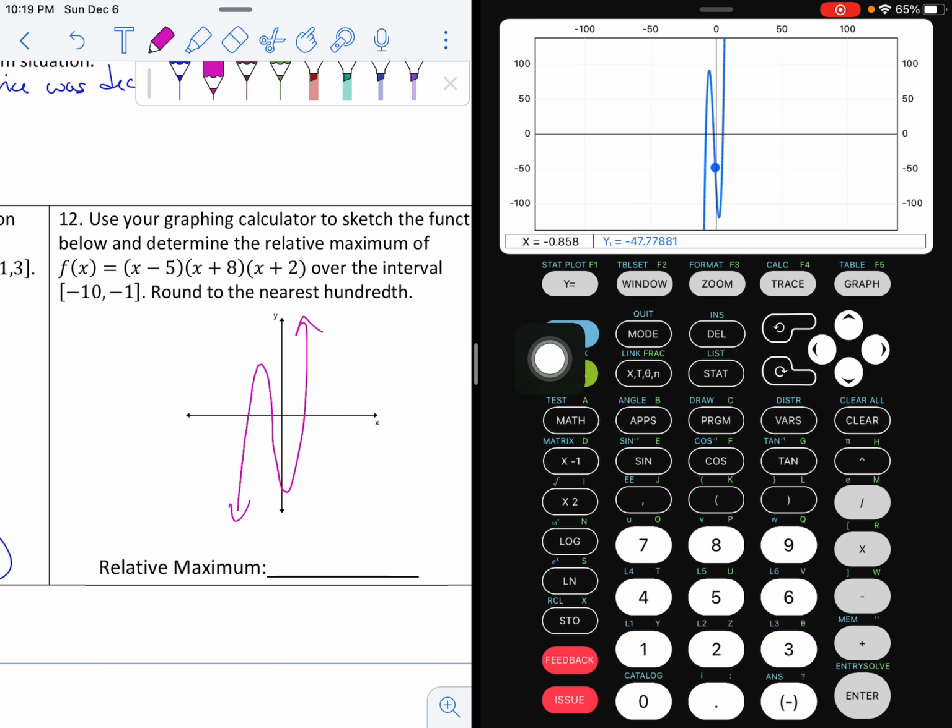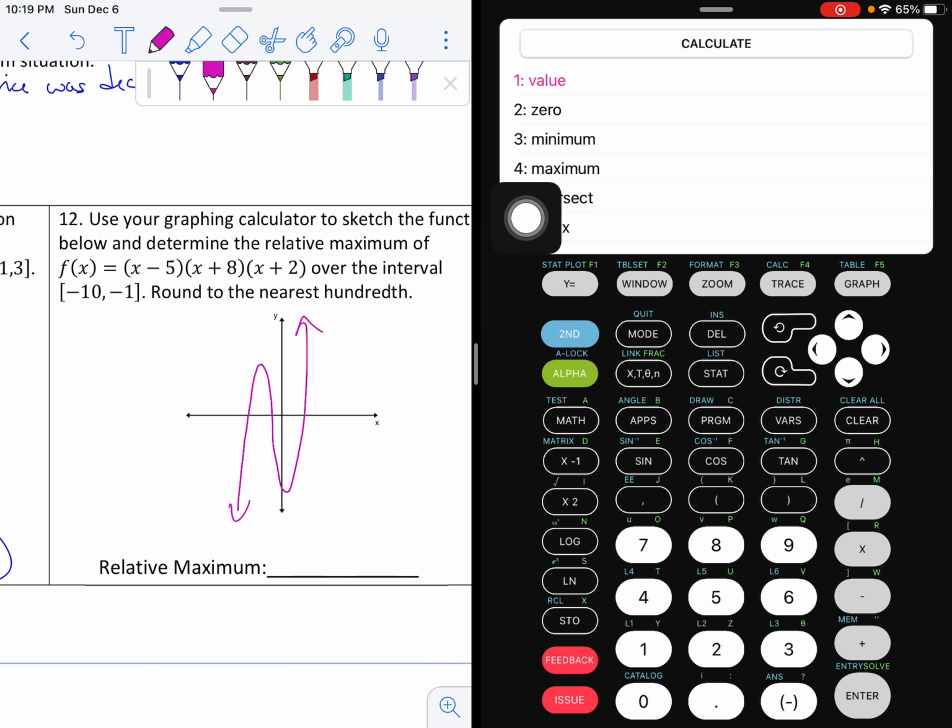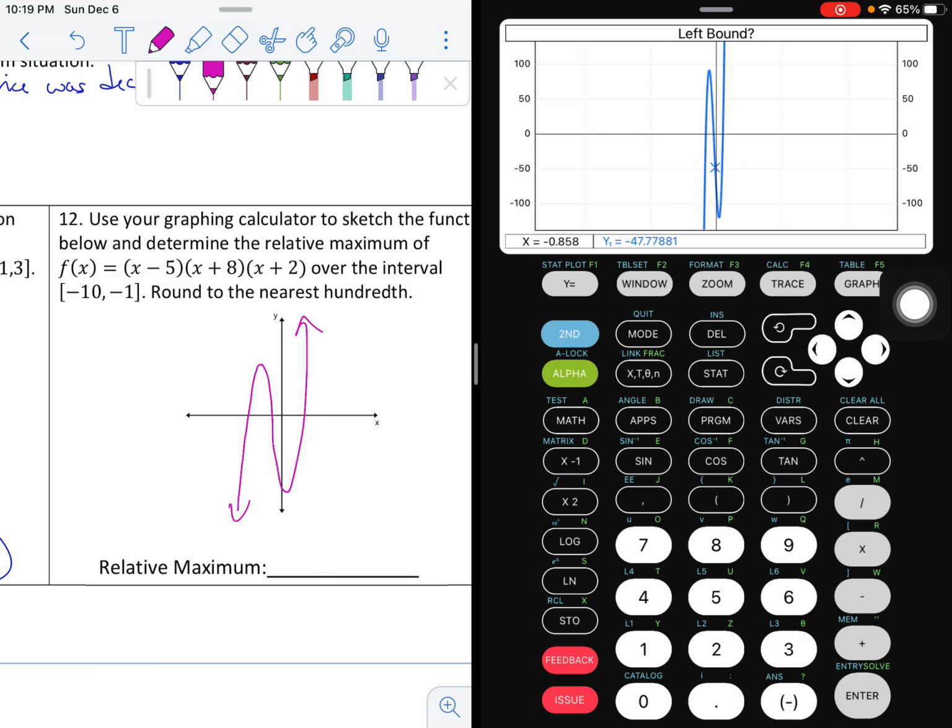Quick little sketch here. And I am looking for a relative maximum from -10 to -1. And I'm guessing it's going to be this point right here, but I'm going to actually make my calculator find it for me. So I'm going to calculate that. I'm going to hit second calculate. And I'm looking for a maximum. So I'm going to hit number 4.